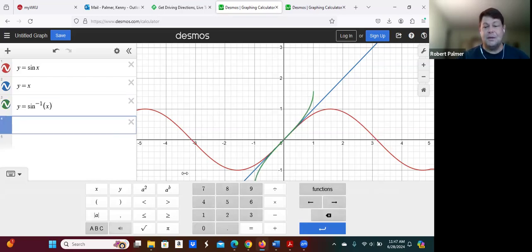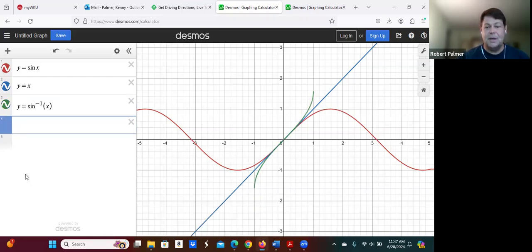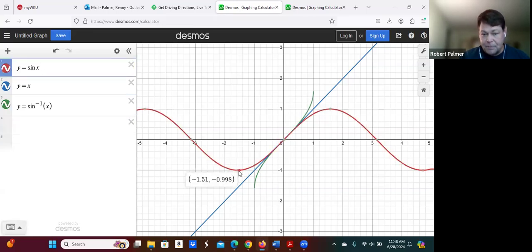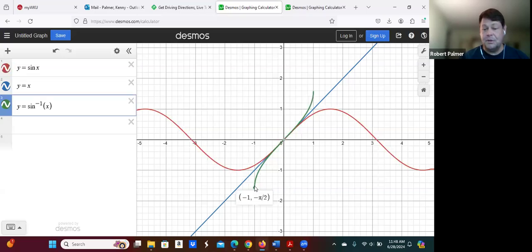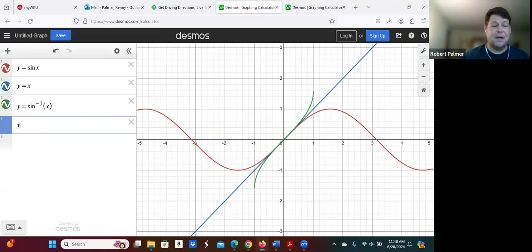And what you see is that it takes the part that goes from negative pi over 2 to positive pi over 2 and flips that over the line y equals x to get this green line. So the domain of this function is from -1 to 1. That's important. For example, you can't take the inverse sine of something outside of that range.